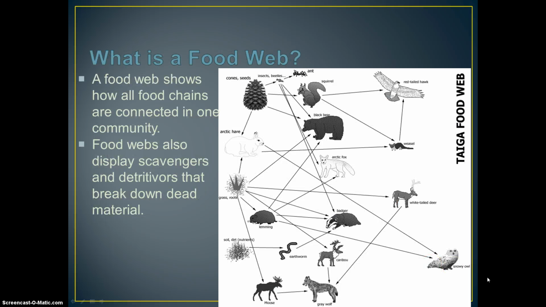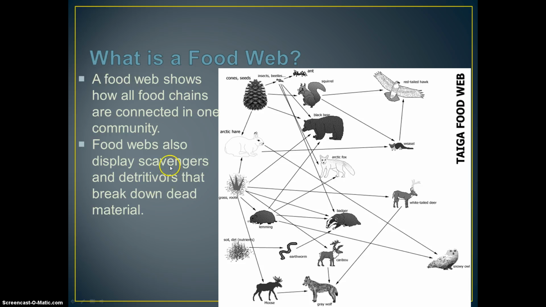When I take that food chain and I stack all of the other organisms on it that live in that ecosystem, I get a food web. A food web is going to show all the different food chains all together in one community. They also are going to display things like our scavengers, our detritivores. Okay, a detritivore is something that eats dead material, usually breaking down things like dead leaves or dead animals.